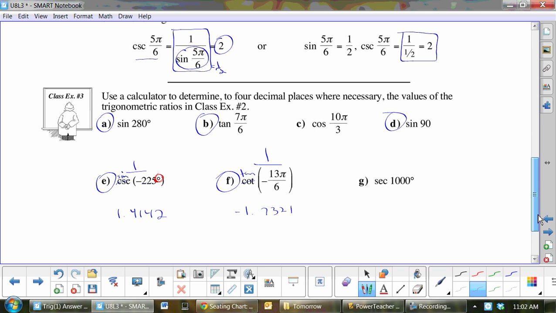Okay, D. Jamie, what'd you get for D? 0.8940. Everybody get that? Was everybody in radian mode? Try it again. Sine 90 in radian mode. Should get it. Okay. This is with nothing, it means radian mode.